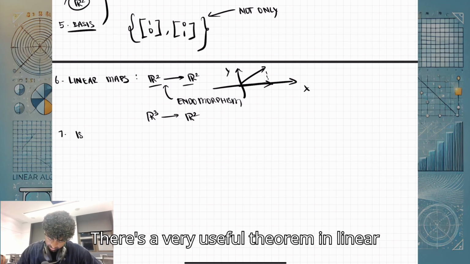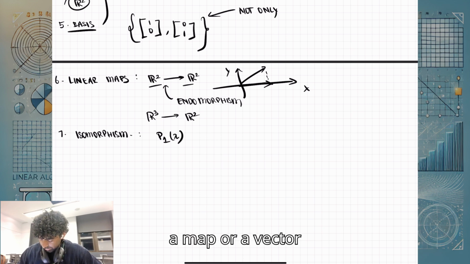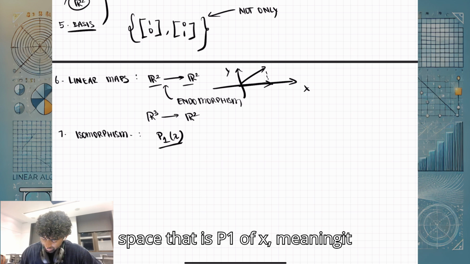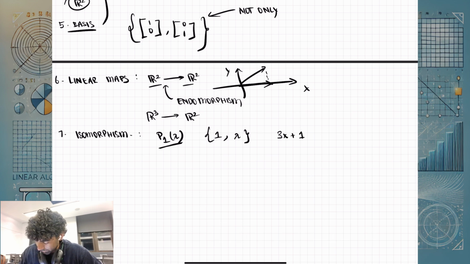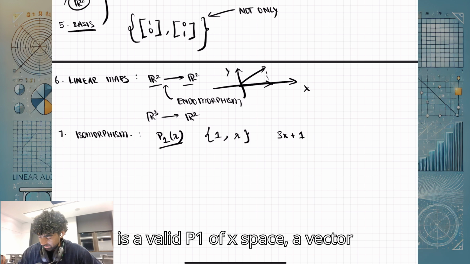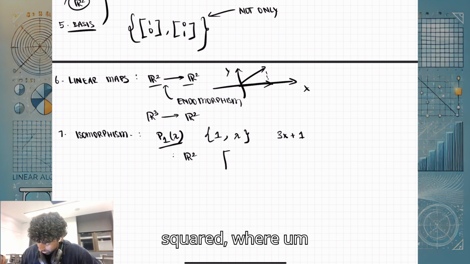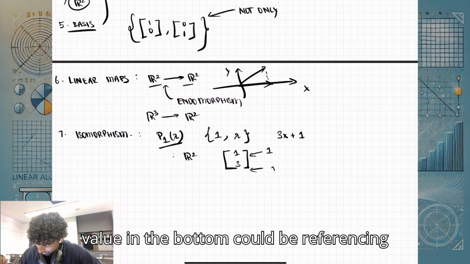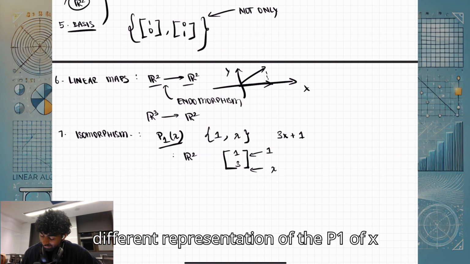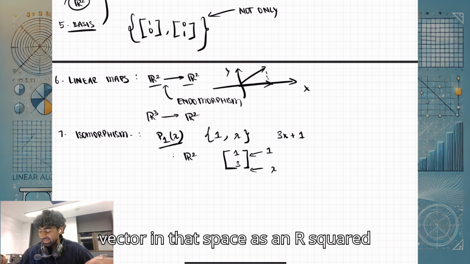There's a very useful theorem in linear maps called isomorphism. So suppose that we have a map or a vector space that is P1 of x, meaning it accepts 1 and x in any combination. It could be like 3x plus 1 is a valid P1 of x space, a vector in that space. Another way to represent P1 of x would be to represent it as R squared, where the value up top could be referencing the 1's position, and the value in the bottom could be referencing the x's position. And now we have a different representation of the P1 of x space, and we could show basically any vector in that space as an R squared vector.